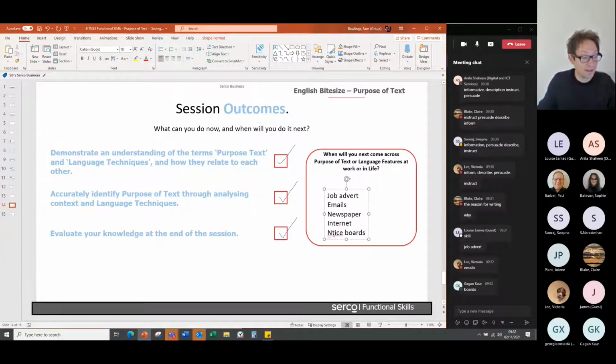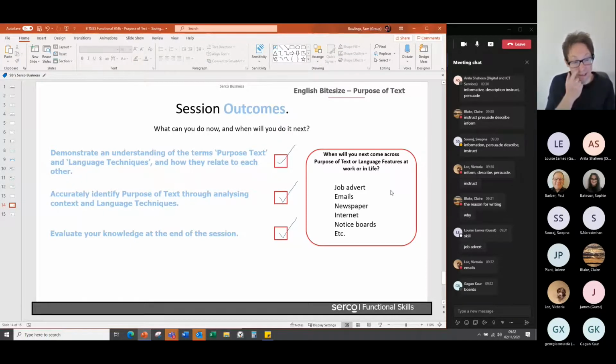You can't type this morning. There we go. Exactly. So I'm going to use the etc. word, put that on the end. Basically any text you look at. So if you want to practice this, it's super easy. Open up a newspaper, think to yourself, what's the purpose of the text, and can I see any language?